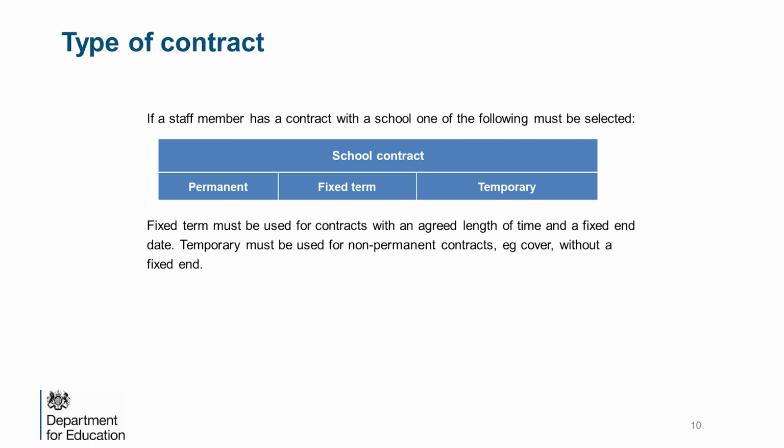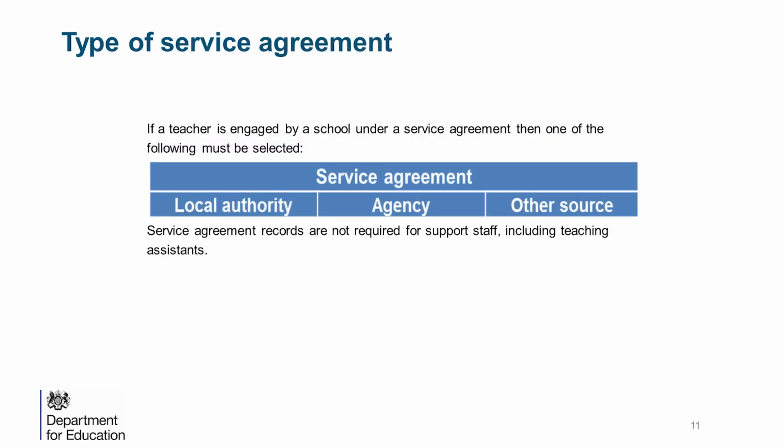Any member of staff employed by a school may have one or more contract records with the same school or one or more contract records with different schools. Contract or service agreement records, as appropriate, should be returned from each school or local authority. Current contracts and service agreements must be included if the contract has lasted 28 days or is permanent or has a contract end date of 27 days or more after the contract start date.